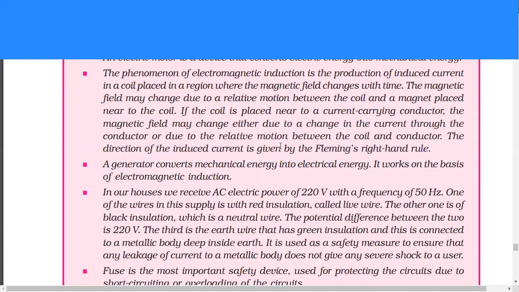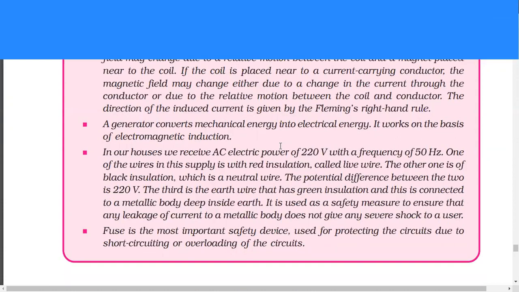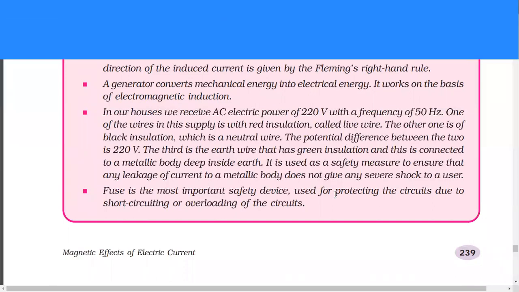The direction of the induced current is given by Fleming's right-hand rule. A generator converts mechanical energy into electrical energy. It works on the basis of electromagnetic induction. In our houses, we receive AC electric power of 220 volt with a frequency of 50 Hz.